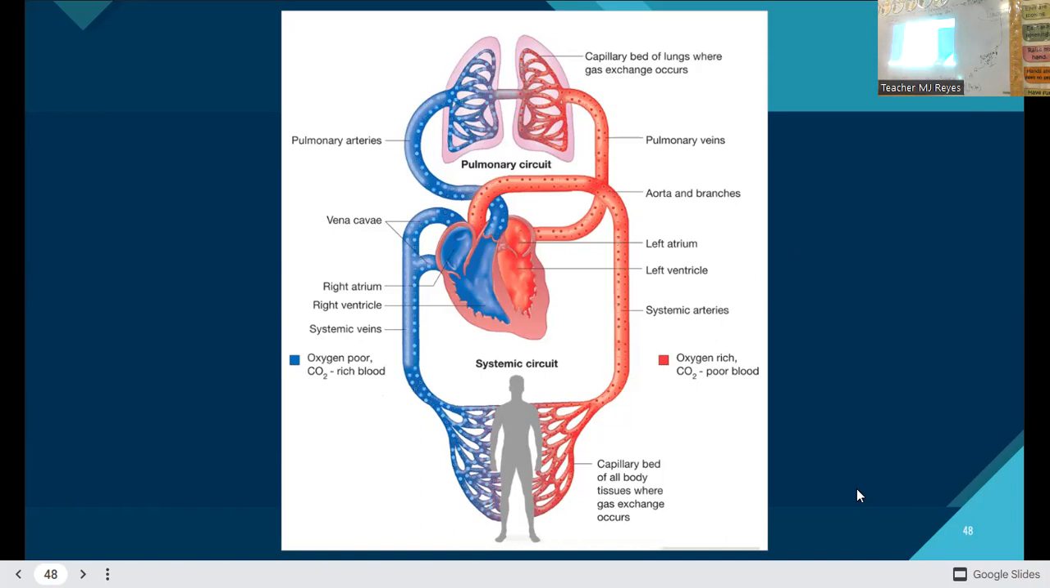From the aorta, blood will branch to all parts of the body containing oxygenated blood. From all parts of the body, blood will return to the heart through the superior and inferior vena cava, going to your right atrium. And the cycle repeats again.